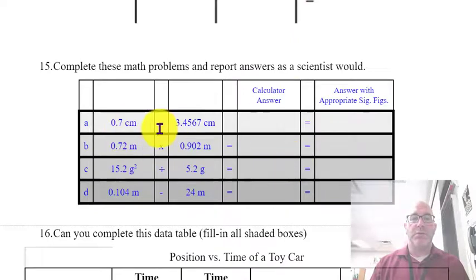Question 15. Here are some math problems. Tell me what the calculator answer is, and then change it to the appropriate number of digits or sig figs or whatever it is. I would include units if you can.